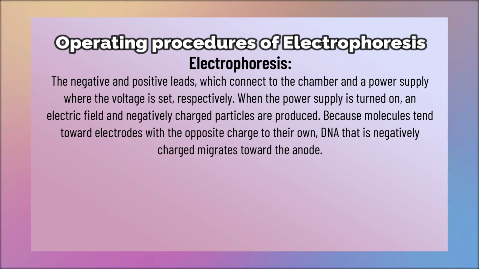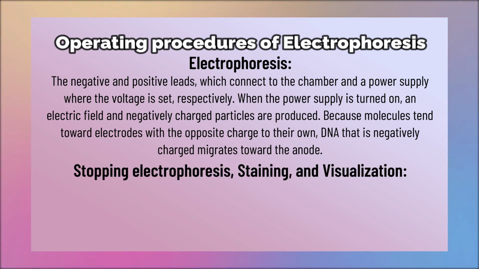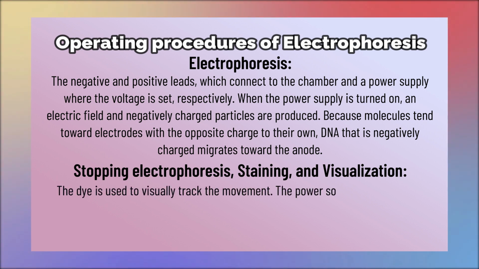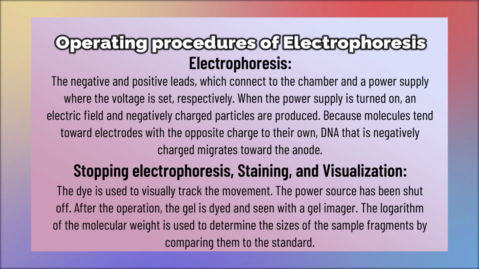When the power supply is turned on, an electric field and negatively charged particles are produced. Those molecules tend towards electrodes with the opposite charge to their own. DNA that is negatively charged migrates towards the anode, stopping electrophoresis, staining, and visualization. The dye is used to visually track the movement.